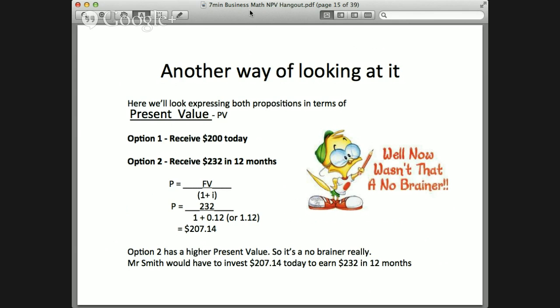So what option is the best option? Well, really, it's a no-brainer. Mr. Smith would be wise to invest the $207 today to earn $232 in 12 months. So really, you'll be looking at waiting and taking the $232. That's the best option. It gives you $8 more in your pocket in 12 months' time.